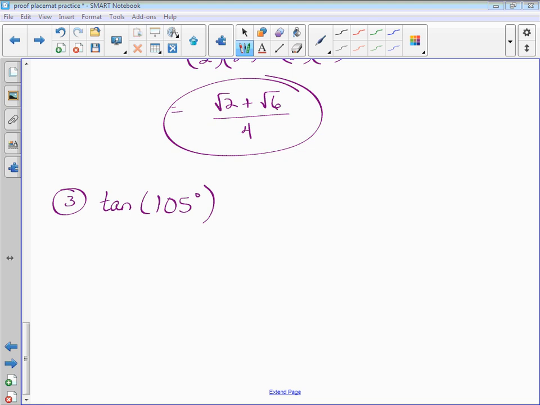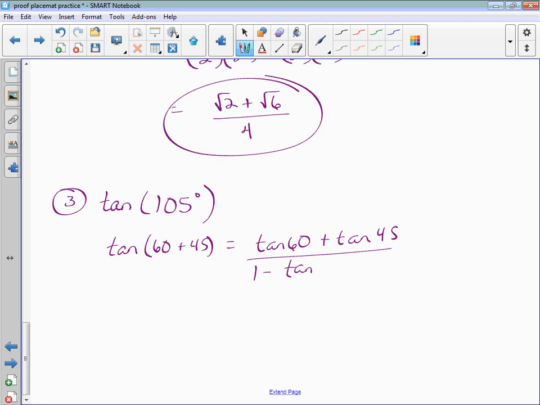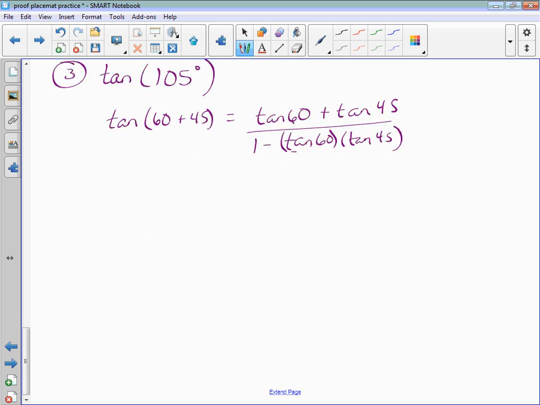Anybody not get it? Okay. So I'm going to do tangent of 60 plus 45, right? So that's going to be tangent of 60 plus tangent of 45 over 1 minus tangent of 60 times tangent of 45. We're okay with that? Okay. What is the tangent of 60? √3. What is the tangent of 45? 1. So we have √3 plus 1 over 1 minus √3 times 1. We're okay to there? Okay. I'm going to rationalize. What do I do?